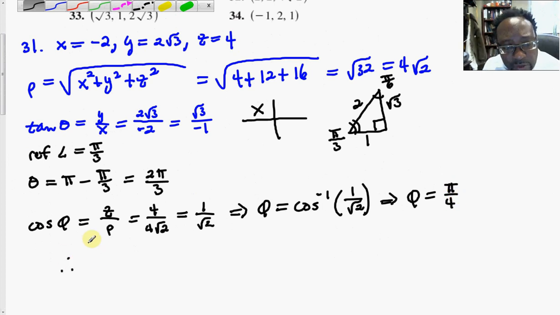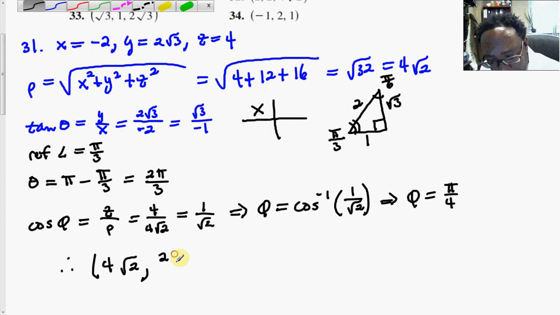So the point in spherical coordinates, rho is first. This is 4 times square root of 2. Theta is next, 2 pi over 3. And then phi is last, pi over 4.